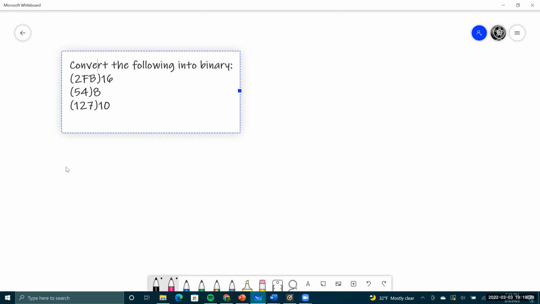All right, next, convert to binary. The first is 2FB, and this is base 16. So hex is groups of how many binary bits, guys? 4. So we break this into 4. So B is 1011, F is 1111, and 2 is 0010. And that's it, right? Very quick and easy. If you know it's groups of 4, very quick translation.